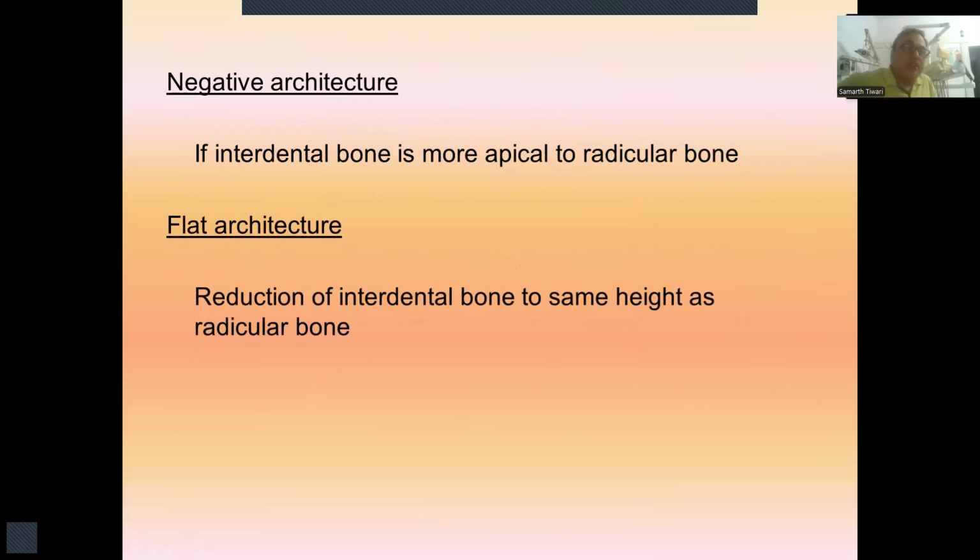Negative architecture is when interdental bone is more apical to radicular bone. Flat architecture is reduction of interdental bone to the same height as radicular bone.